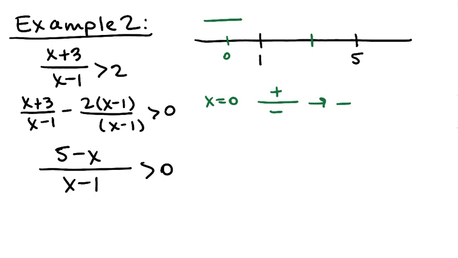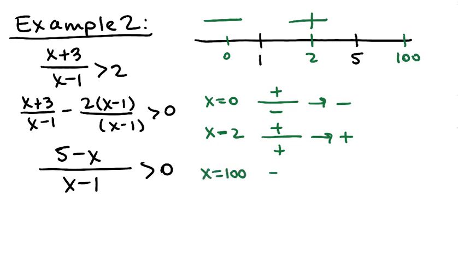Between 1 and 5, I'm going to choose 2. Why not? So x equals 2. Okay, when x equals 2, I've got 5 minus 2 is 3, which is a positive number, divided by 2 minus 1 is 1, which is a positive number. Positive divided by positive is going to be positive. Okay, so I'll put that there. And then something bigger than 5, how about 100?